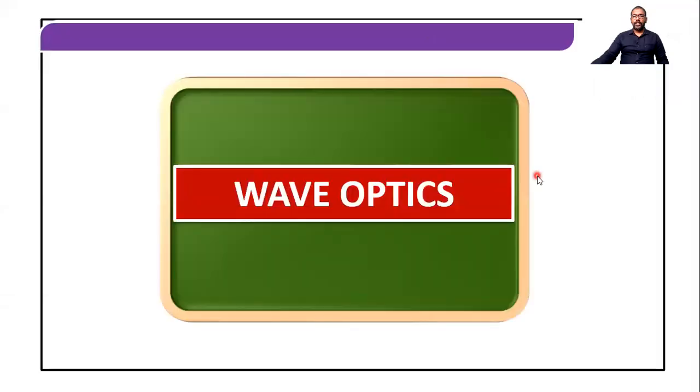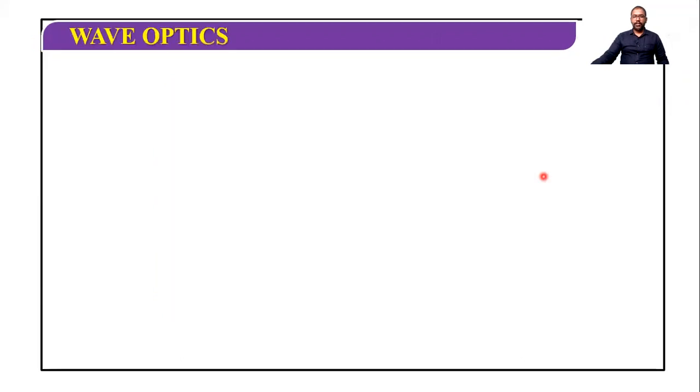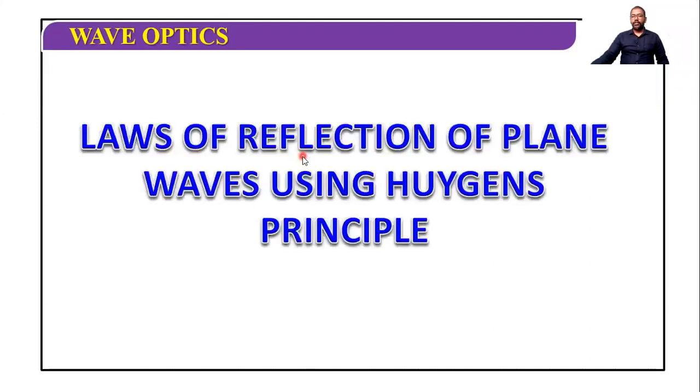In today's session, we have to start some next topic from chapter Wave Optics, and it is laws of reflection of plane waves using Huygens principle. Last time we already covered Huygens principle. By using Huygens principle, we have to prove laws of reflection, and after that, laws of refraction also we have to prove. So let me start this article.